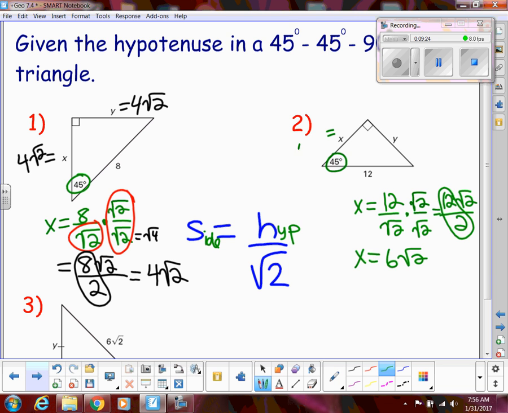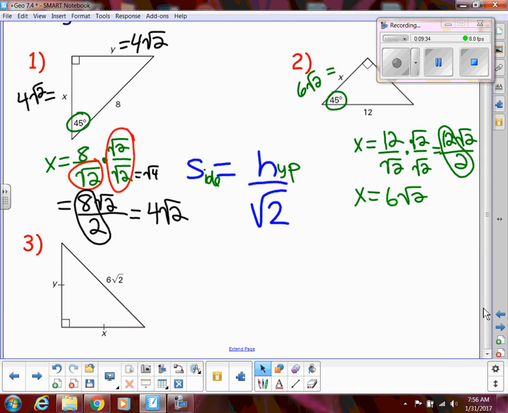So that's like the beginning problem. Do you notice how we were able to solve that just as fast, if not faster, than when we did Pythagorean theorem? Okay. And then one more.